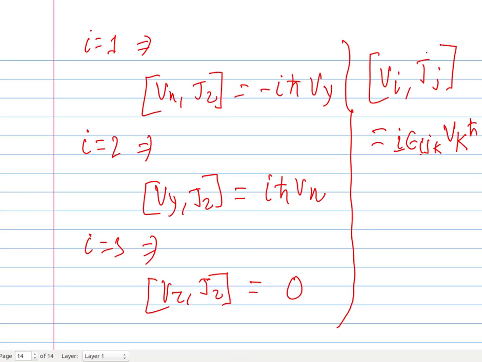So this is the defining condition for my vector operator in quantum mechanics. A vector operator with components Vi, when commuted with the angular momentum operator J, should give me i epsilon_ijk h bar vk.